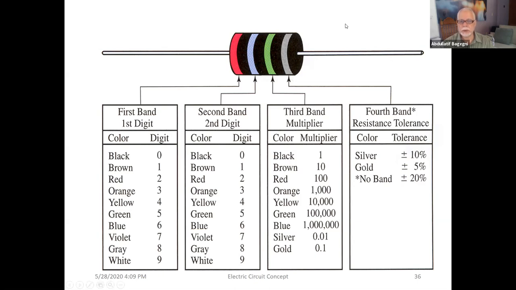And then we look at this band, the fourth one. If it's a silver, then it will be plus or minus 10%. If it's a gold, it will be plus or minus 5%. If there's no band, that means it's plus or minus 20%.